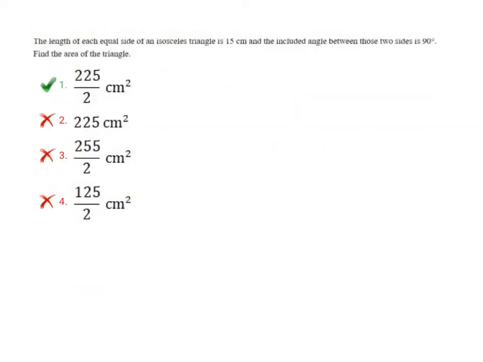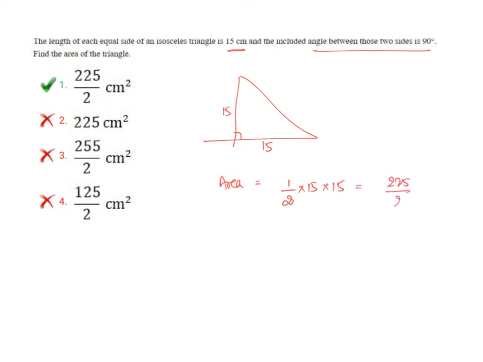The length of each equal side of an isosceles triangle is 15 centimeters and the included angle between those is 90, which means if it is 15 and 15 and the angle between them is 90, the area of a right angle triangle is half into base into height. Here one side becomes the base, the other side becomes the height. So it's simply 225 by 2. Or else, when two sides and the angle between them is given, you can say half AB sin theta. Anyway, sin 90 is 1, so it is half AB.